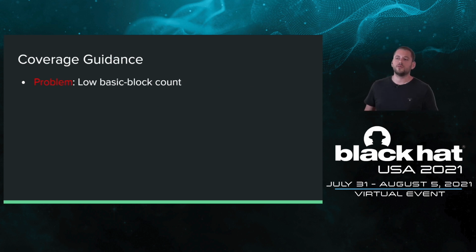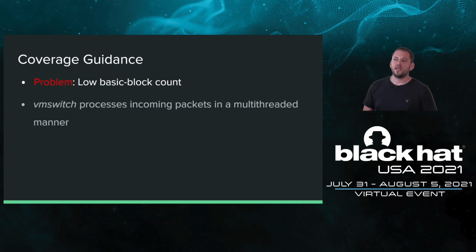So at this point, we actually understood that there is a problem. We have a low basic block count of our code coverage, and it didn't make sense to us, as vmswitch contains a lot of code. It's a huge binary, and even a single payload should have triggered a lot of code. And the number was pretty low. And at that point, we actually understood that vmswitch processes incoming packets in a multi-threaded manner.